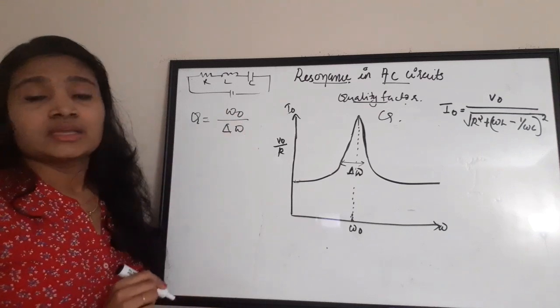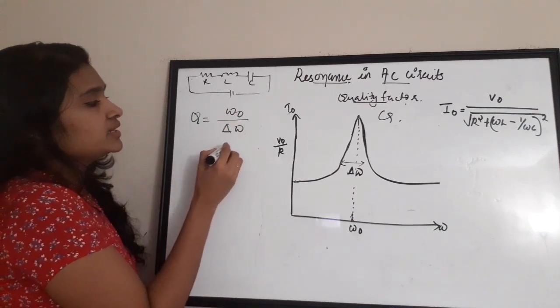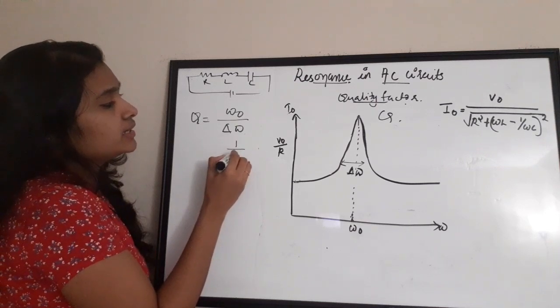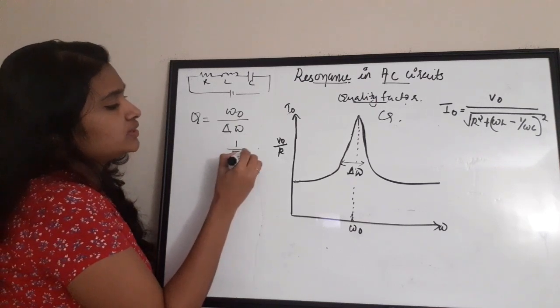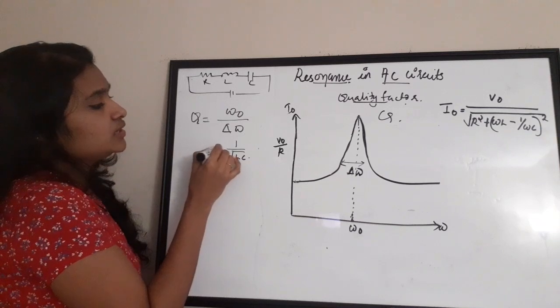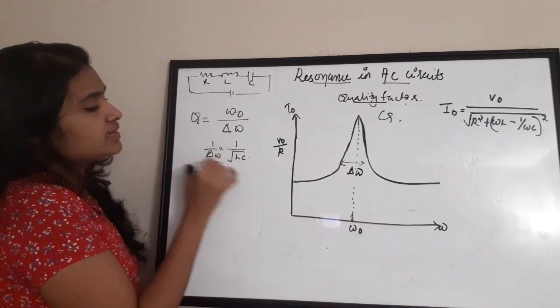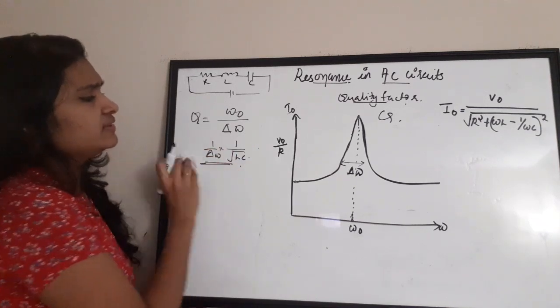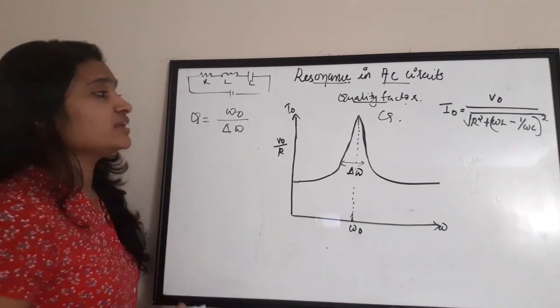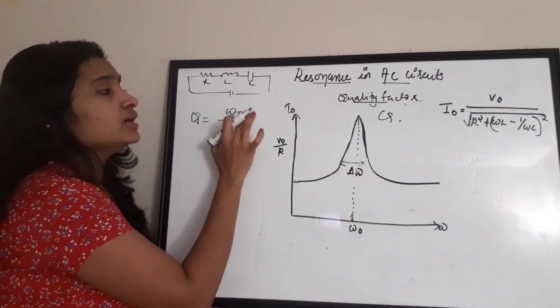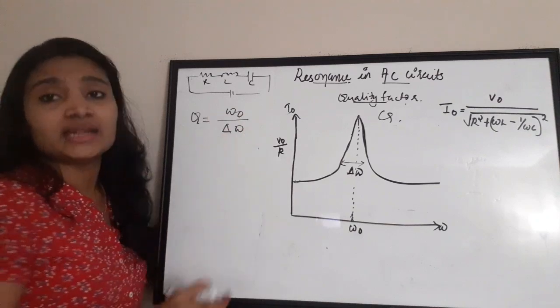So what is the value of omega 0? It is 1 by root LC, and Q is that times 1 by delta omega. Anyway, just study this. Quality factor is the ratio of the resonance frequency to the bandwidth.